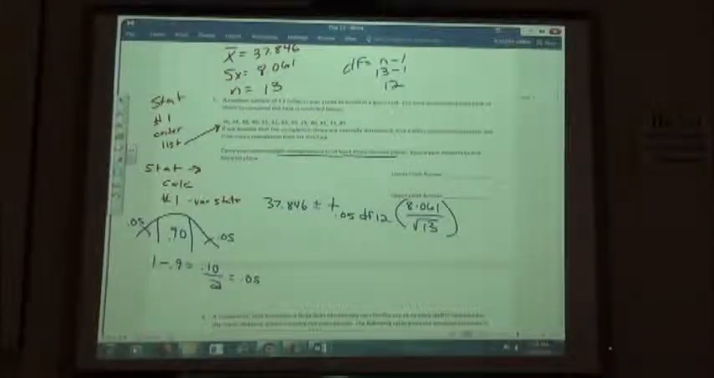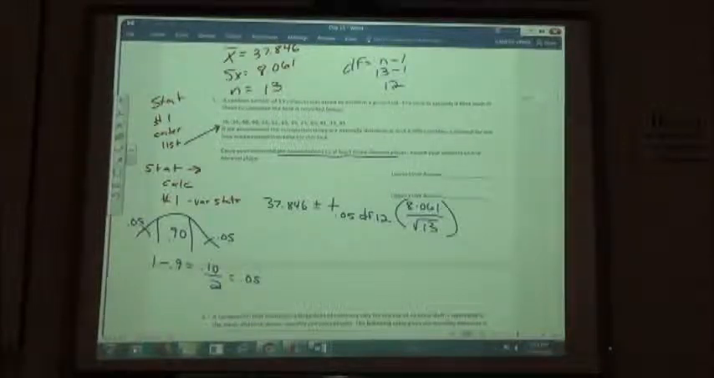Okay, so we have the 37.846 plus or minus the t sub. There you go. Then the 0.05 goes in there with a degree of freedom of 12. Click up. And then in parentheses, you're going to have your 8.061 divided by the square root of 13. Click behind there, close your parentheses, and it equals.